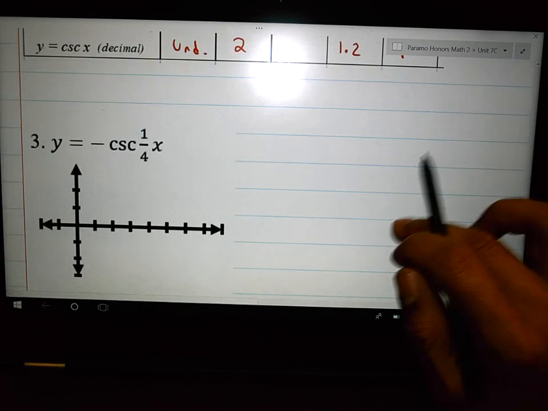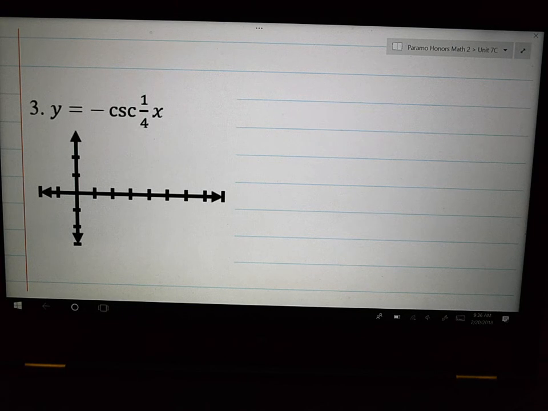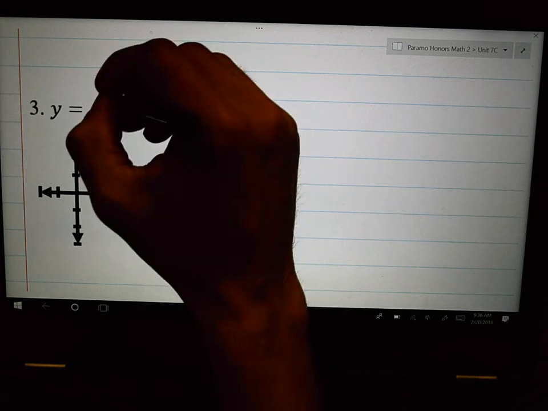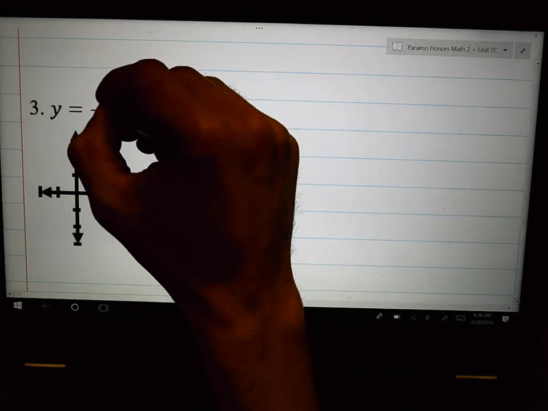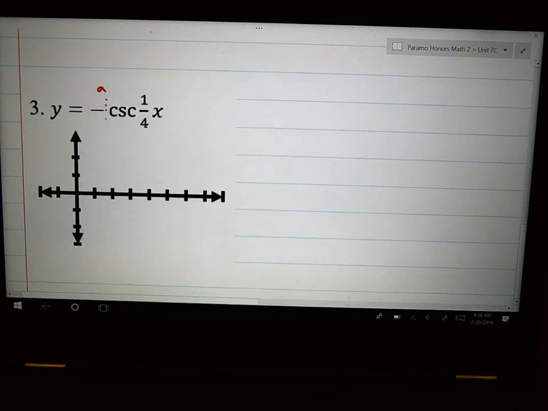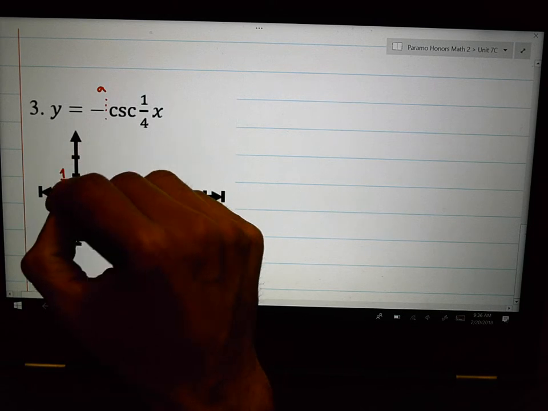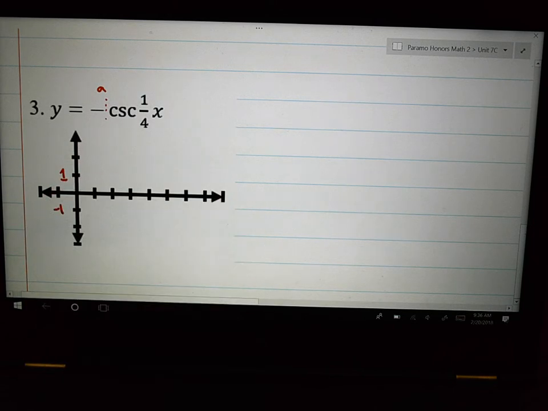Let's do number 3 together. Let me turn off that light. So the first thing, my a value. A value is negative 1, which means I'm going to start off by putting a 1 and a negative 1 for my y-axis, because that will let me know that I have the correct amplitude.